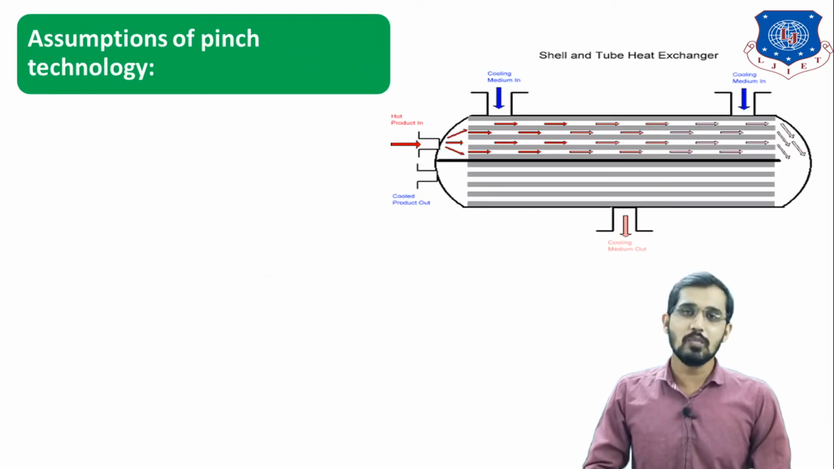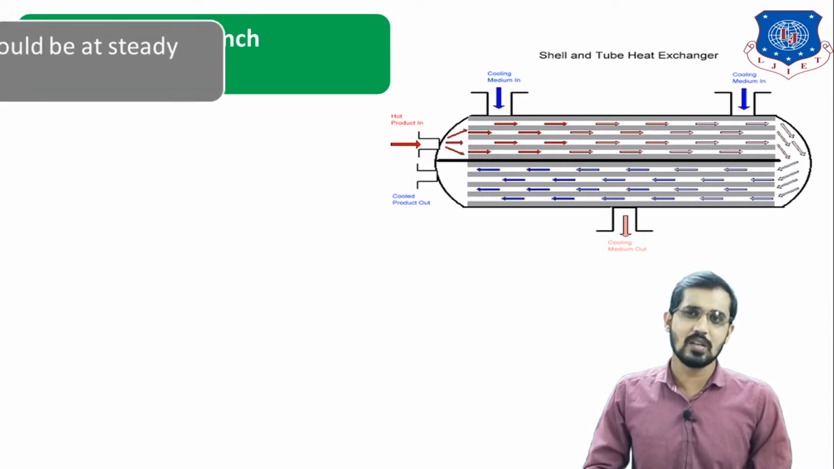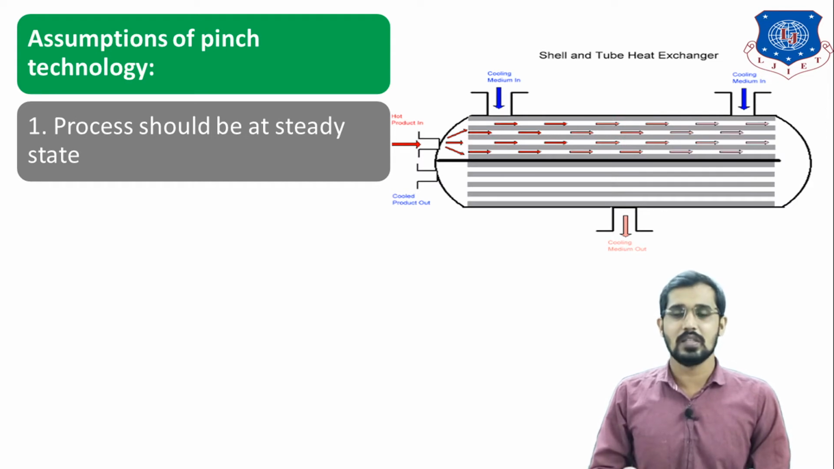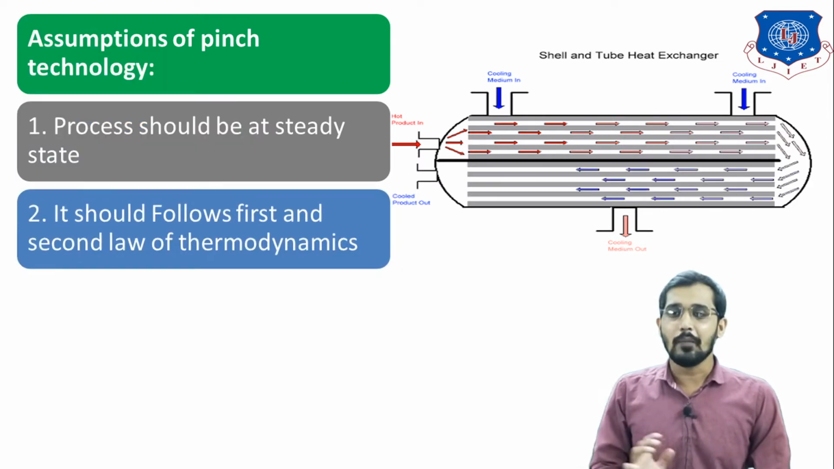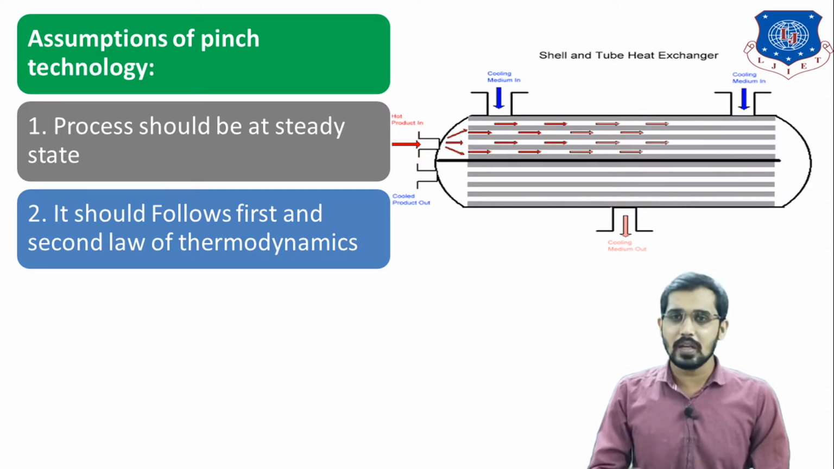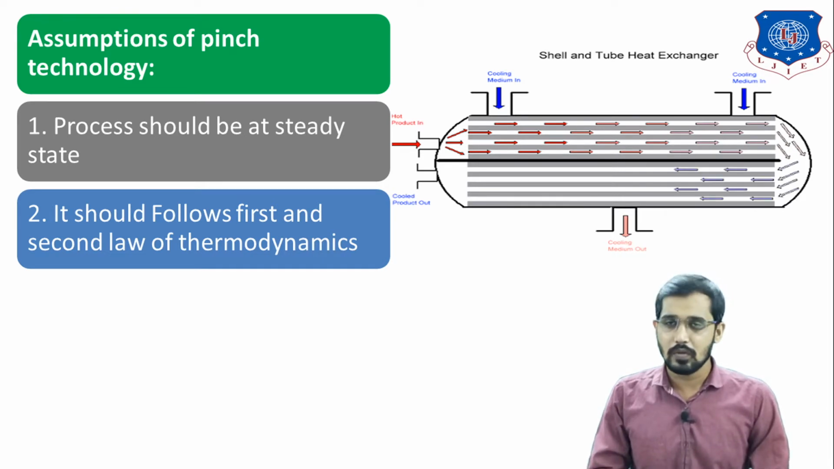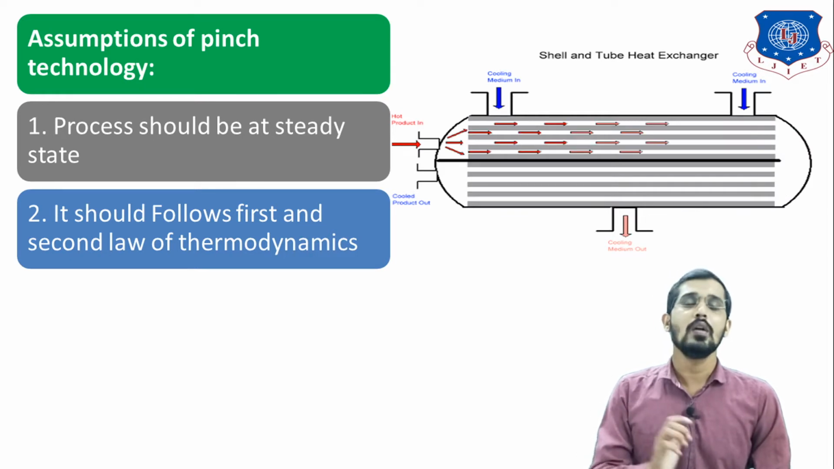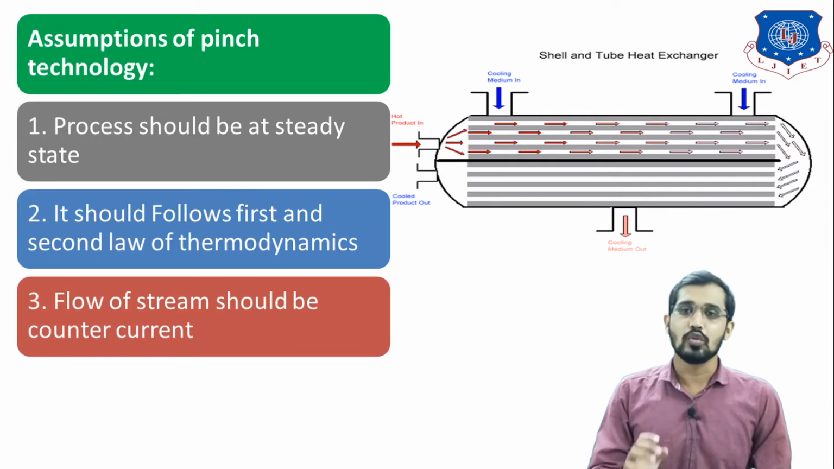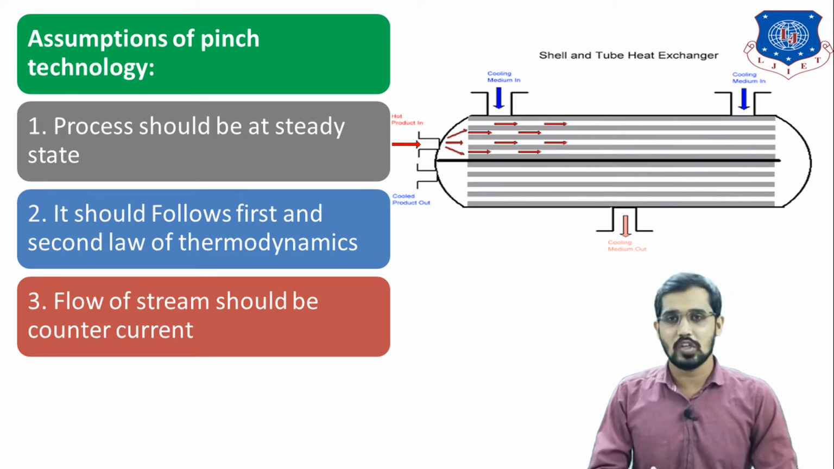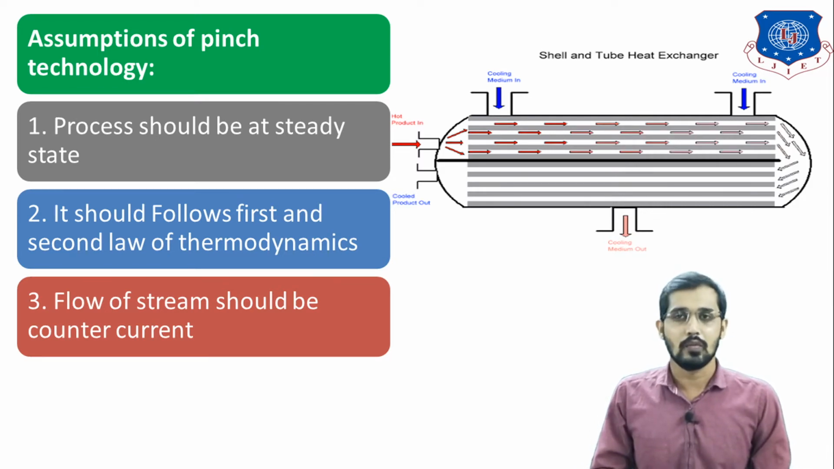You can see here, now on the screen, these are the assumptions for pinch technology. The first assumption is that the process should be steady state, meaning whatever parameters are involved in process industries, none of them vary with time. After that, it should follow the first and second laws of thermodynamics, meaning energy is neither created nor destroyed according to the first law, and according to the second law, heat always flows from higher temperature to lower temperature. And finally, the flow should be in counter current mode, meaning all those streams flow in opposite directions to each other. This is counter current flow.